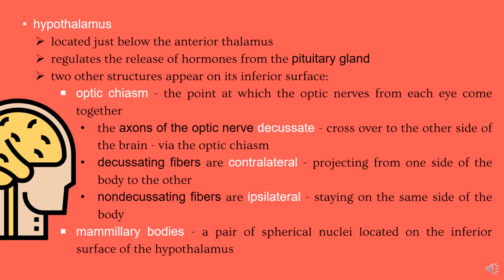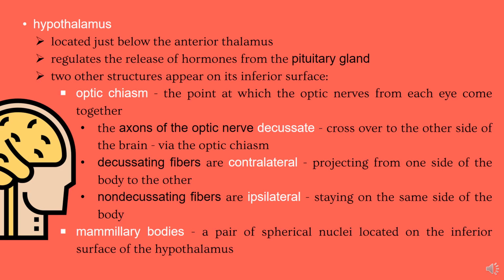The literal meaning of pituitary gland is nut gland. In addition to the pituitary gland, two other structures appear on the inferior surface of the hypothalamus. The optic chiasm is the point at which the optic nerves from each eye come together. The X shape is created because some of the axons of the optic nerve decussate, which means cross over to the other side of the brain via the optic chiasm. The decussating fibers are said to be contralateral, or projecting from one side of the body to the other, and the non-decussating fibers are said to be ipsilateral, which means staying on the same side of the body.